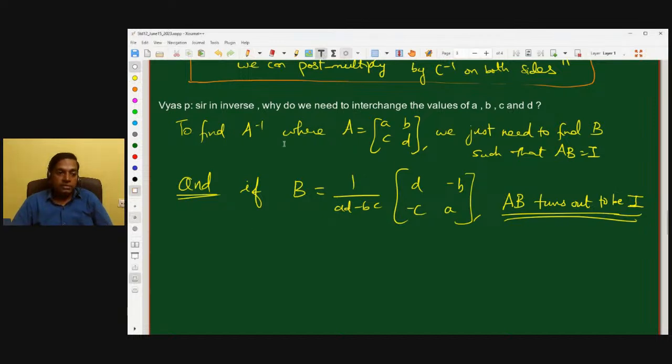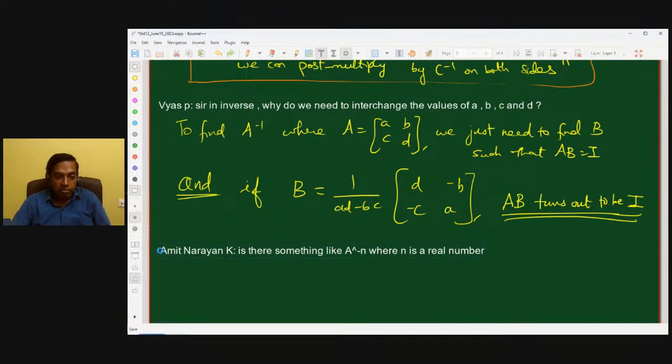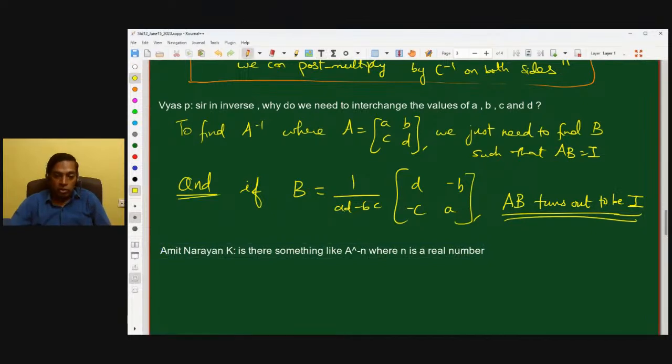Amrit Narayanan asks, is there something like A power minus 1 when A is a real number? Well, for A in n, an integer, yes, A power minus 2 is A power minus 1 whole squared, which is A inverse into A inverse. Some people use that, but it's not too common. Okay, I think that answers all the doubts.